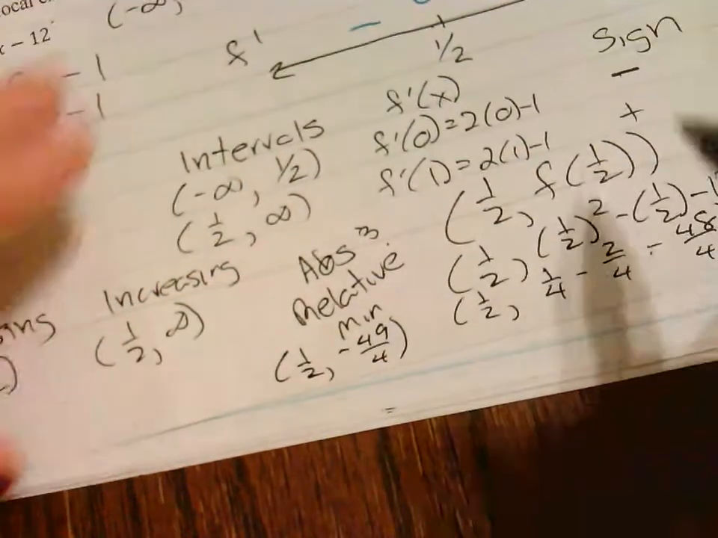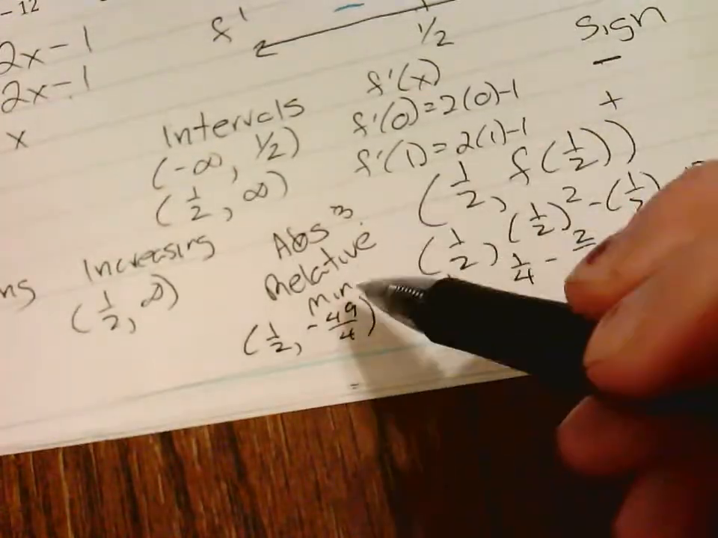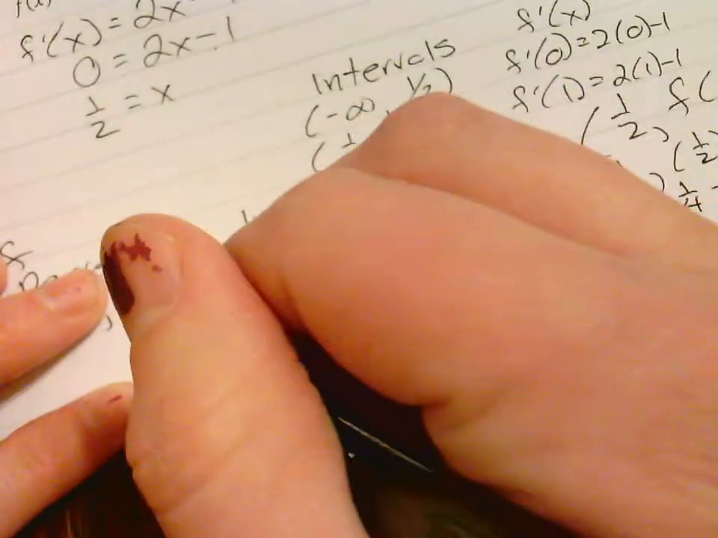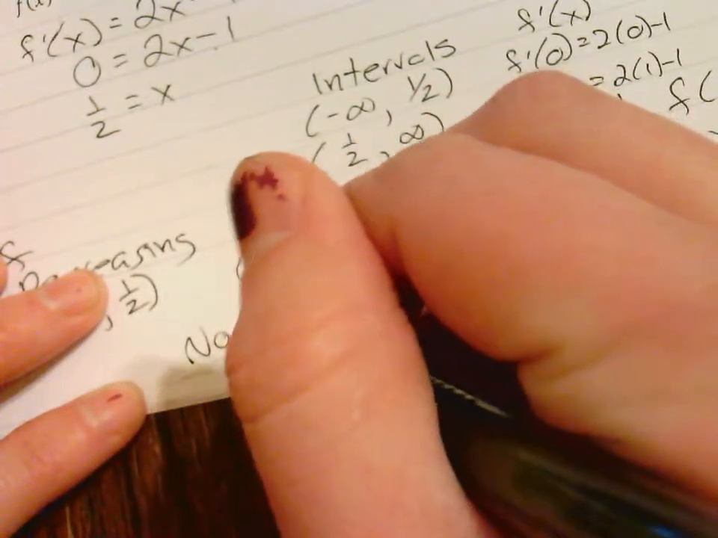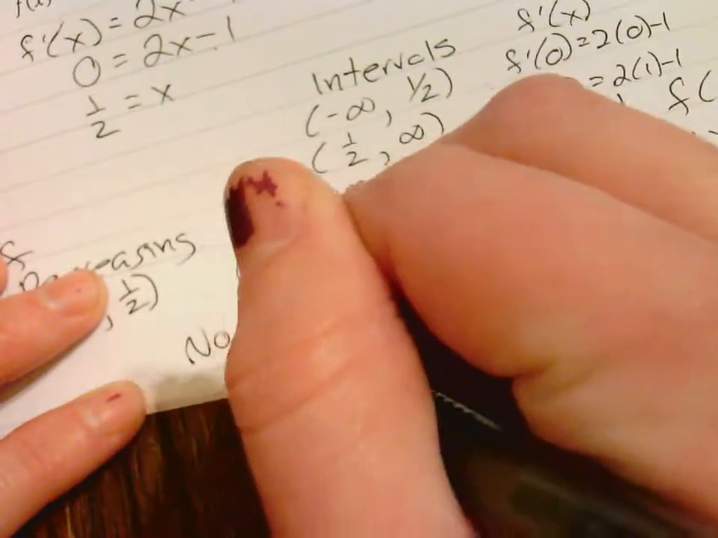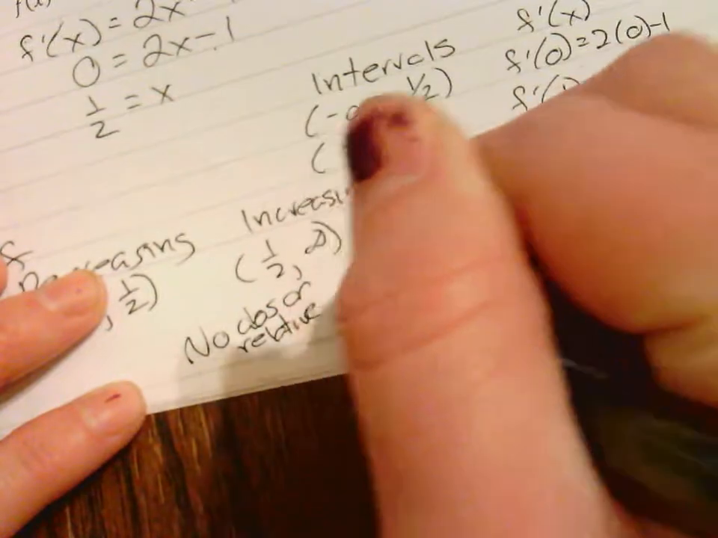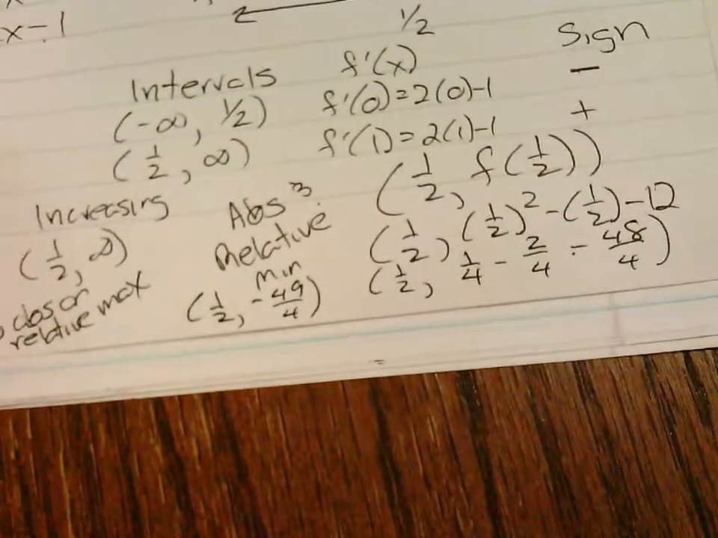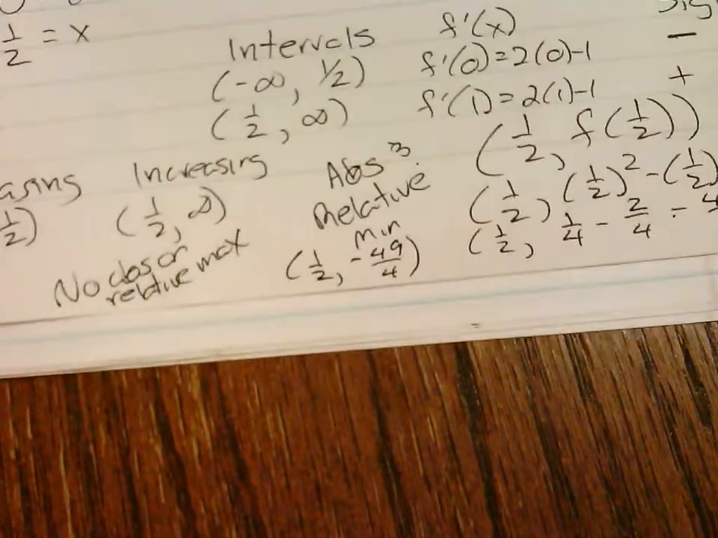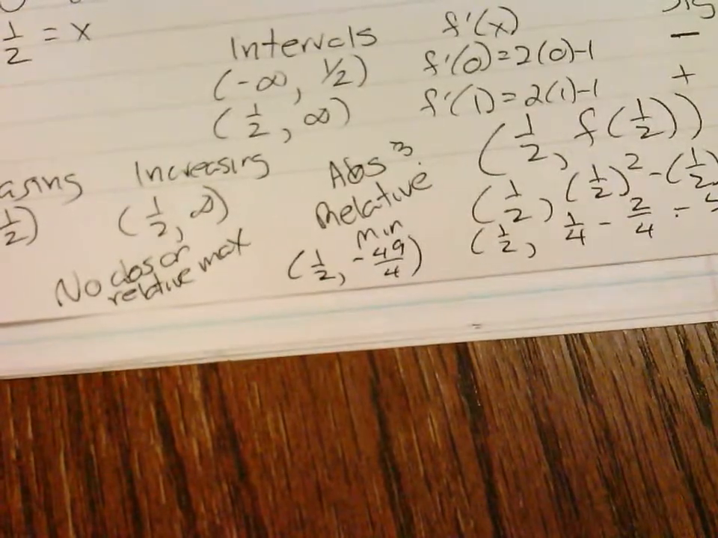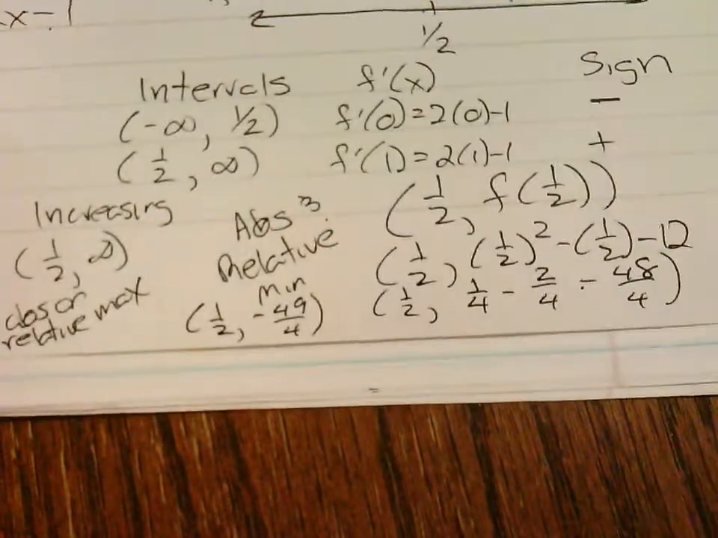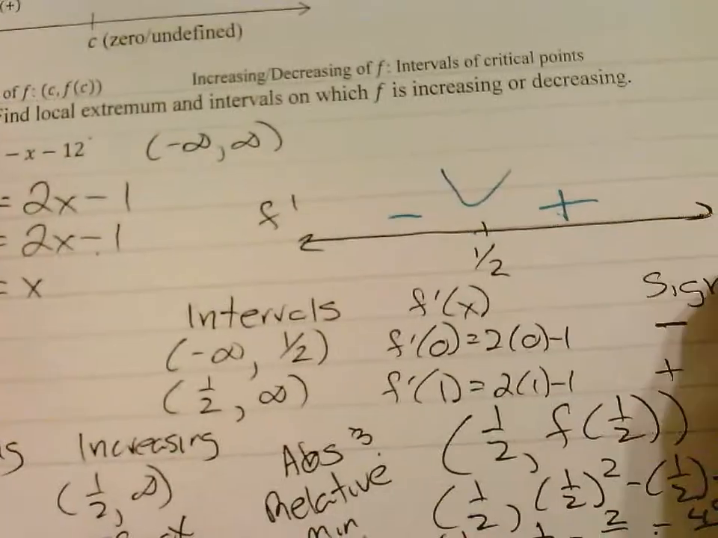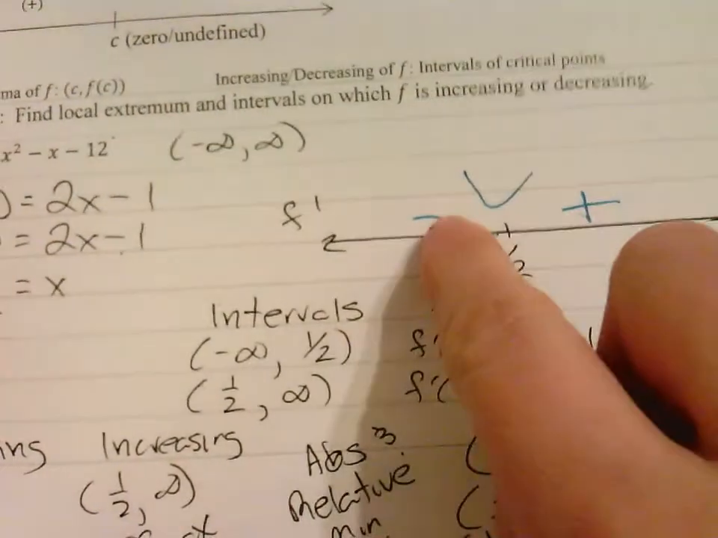Oh, also, don't fail to point out that there is no absolute or relative max. Probably should have done that on the other ones. The other ones also have no relative or absolute max. So pretty much the same thing we've been doing. We're just identifying what the negative and the positive means to the function of f.